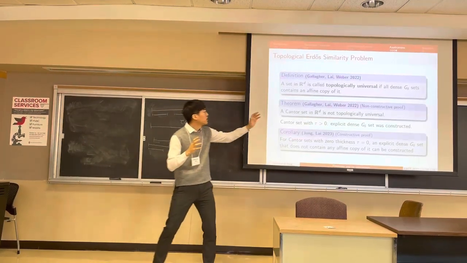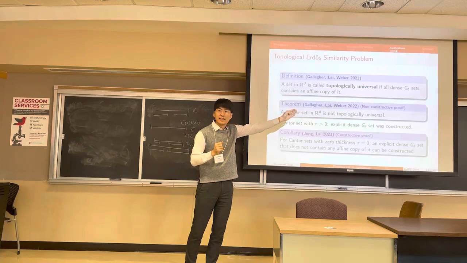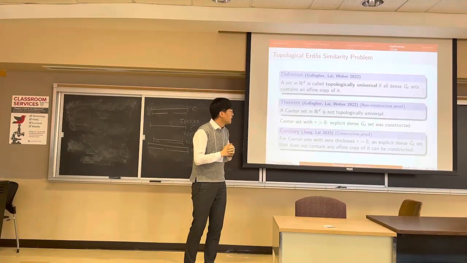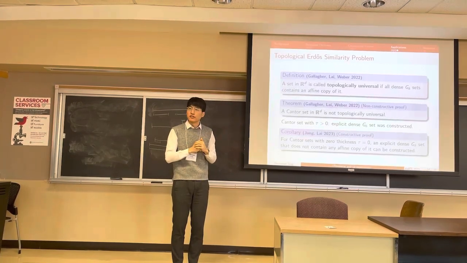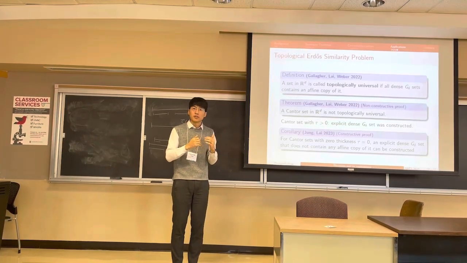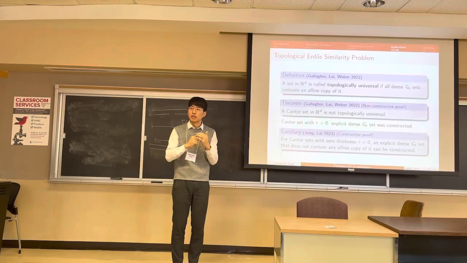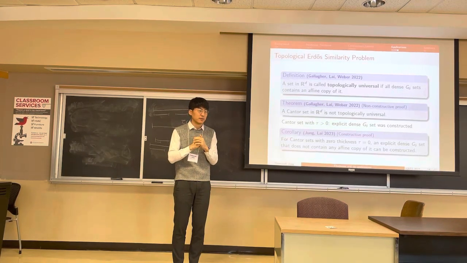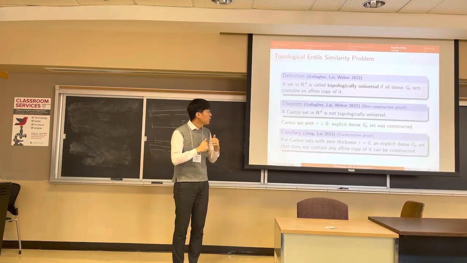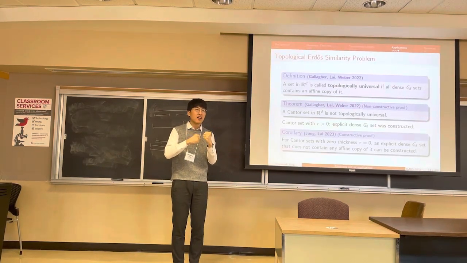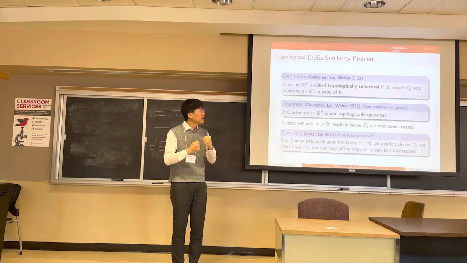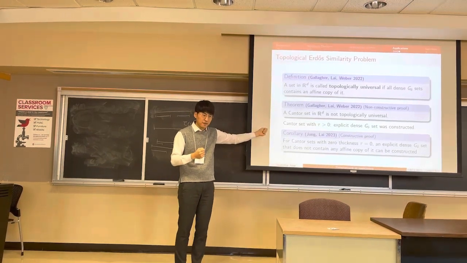So they replaced positive Lebesgue measure sets with all dense G delta sets. And they proved that all Cantor sets turn out to be not topologically universal in R^d. However, this was a non-constructive proof involving some arguments of Hausdorff dimension. However, they were able to construct explicit dense G delta sets that do not contain any affine copy of the given Cantor set if the Cantor set has positive thickness.